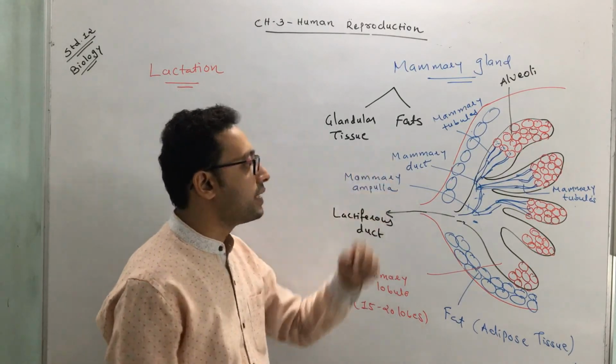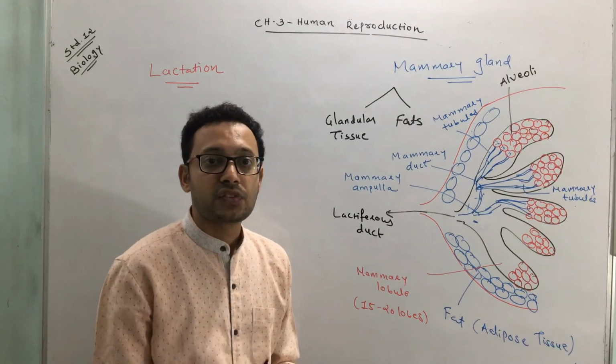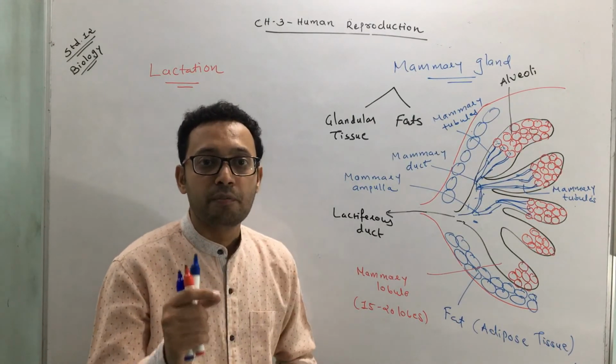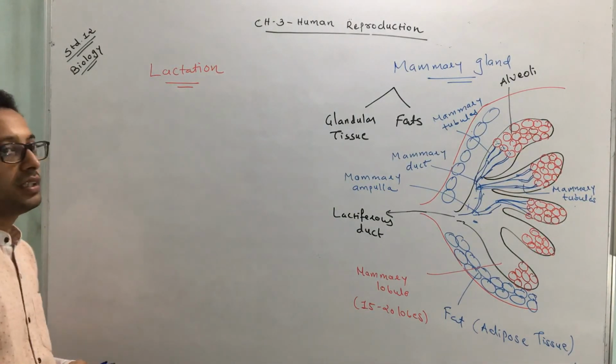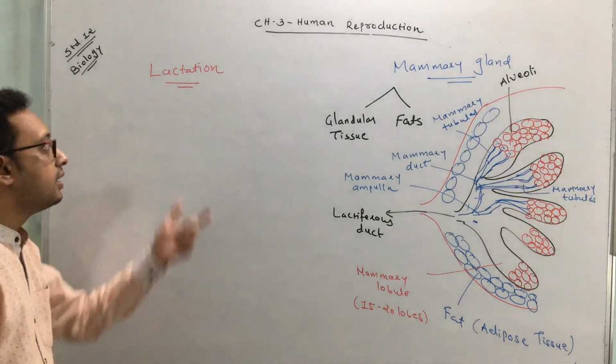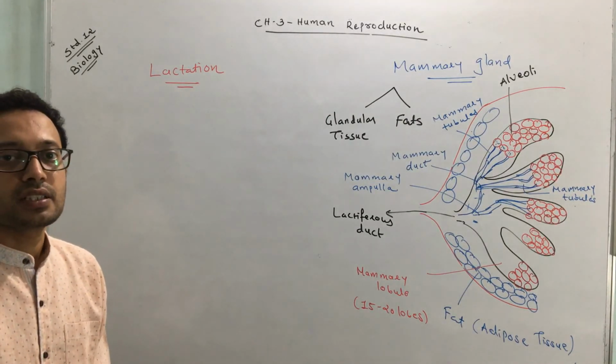So this is called the mammary gland. And the milk which is secreted by it is for nourishment of a baby. That process of providing nourishment to a baby in the form of mother's milk is called lactation.